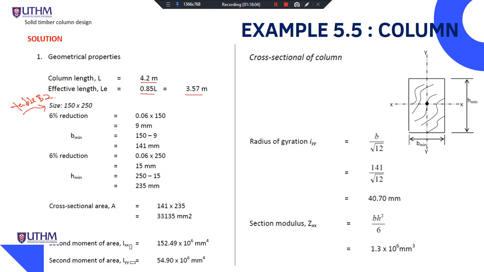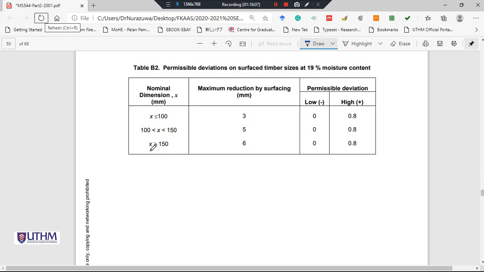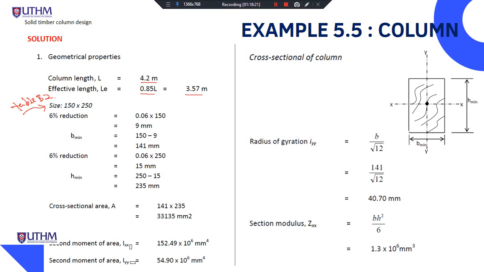Okay, this is table B2. Where our X is more than 150, the maximum reduction by surfacing is 6 millimeter. Or you can also use the 6% reduction, either one. Either you use table B2 or the 6% reduction. If you use table B2, all these 150 and 250 are minus 6 millimeter. But in this example, it used 6% reduction.